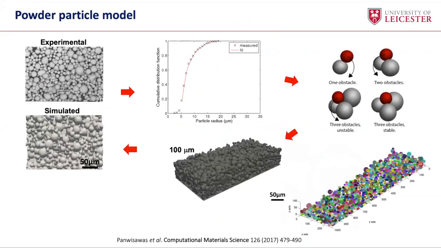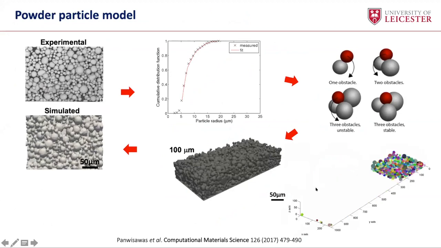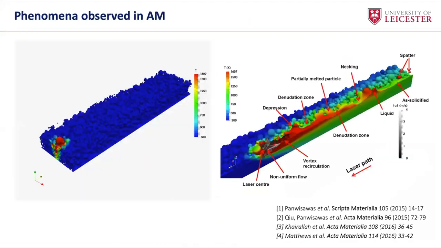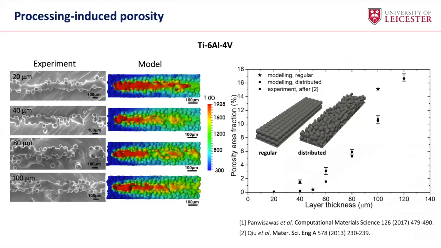I start from powder particle measurement using laser, and then I fit the powder particles, arrange them in the bed, and then simulate the spreading of the powder in the powder-based process. After that, I apply the laser beam, and make sure that I capture all the physical phenomena that happen during the process. Hence we want to use this model to predict something like porosity level. This is an example published in Computational Materials Science using Ti-6Al-4V material.